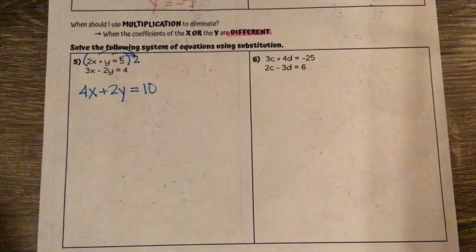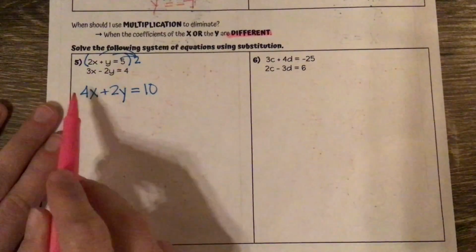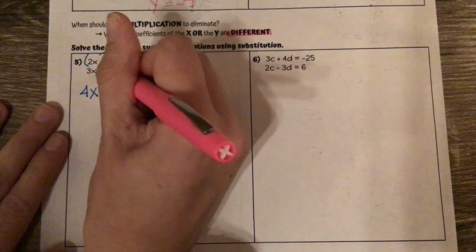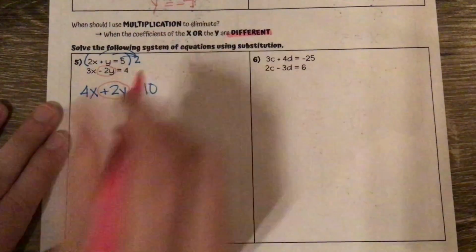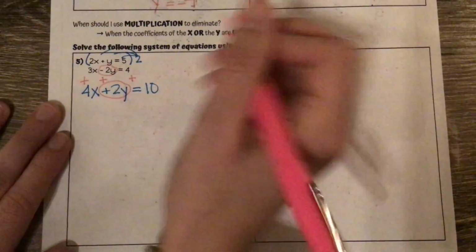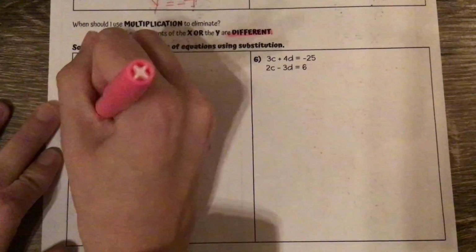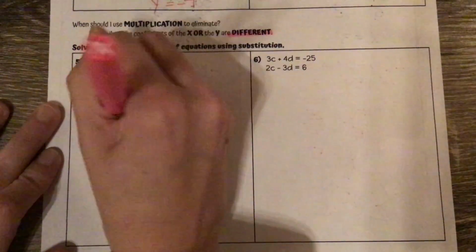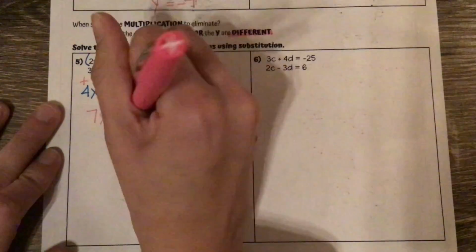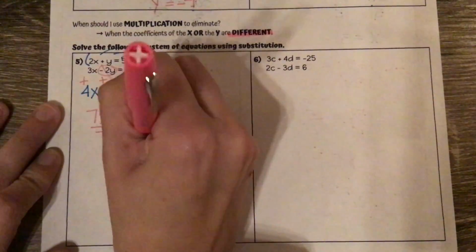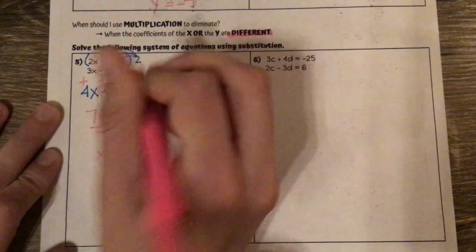Now we have these two equations, which I'm going to add or subtract to eliminate. I've got negative 2y and positive 2y. They are opposite, so I'm going to add to eliminate. 3x plus 4x is 7x. Negative 2y plus positive 2y cancels out. And 4 plus 10 is 14. Divide by 7, we get x equals 2.